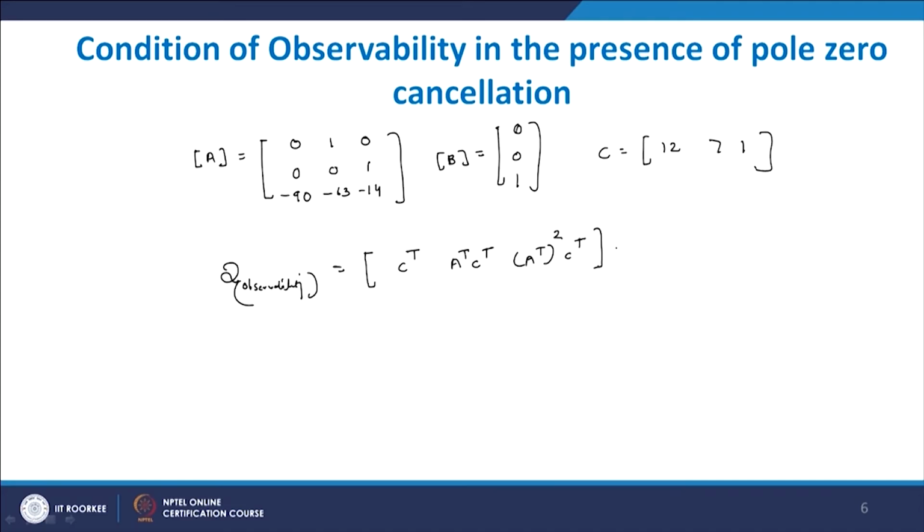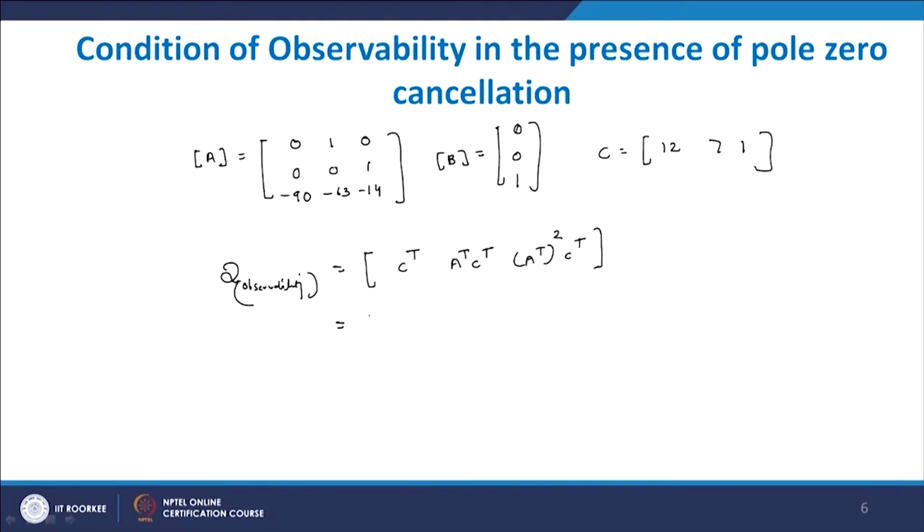So, we have written C transpose, A transpose C transpose, A transpose square into C transpose. This 2 means n minus 1. So, the order is 3, so n minus 1, 3 minus 1, that is equal to 2. So, C transpose, A transpose C transpose, A transpose square C transpose. So, this is basically a Kalman test.